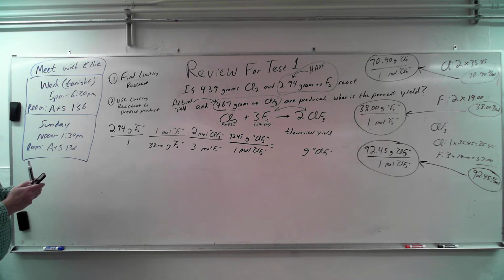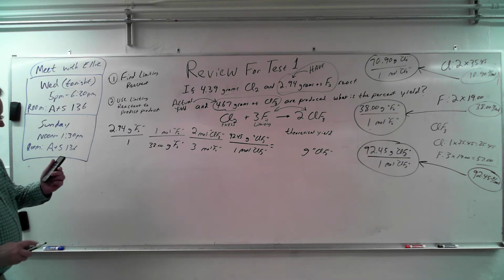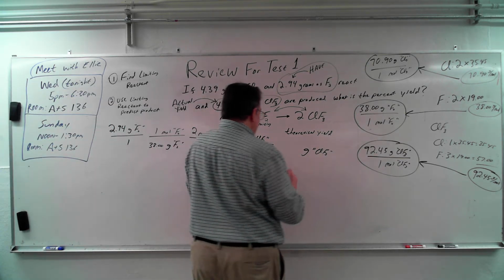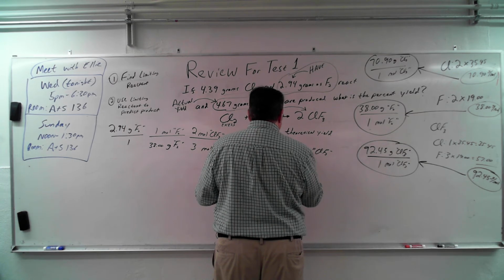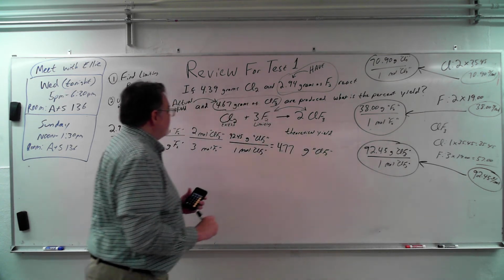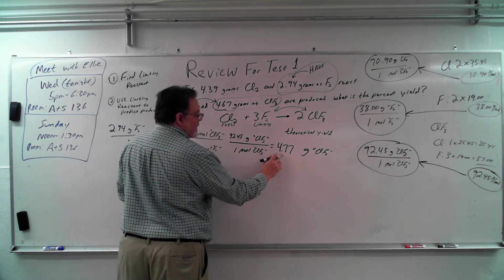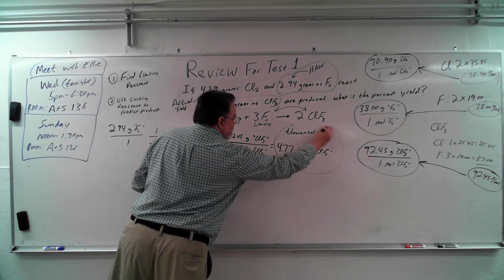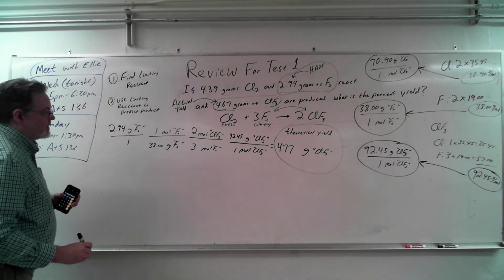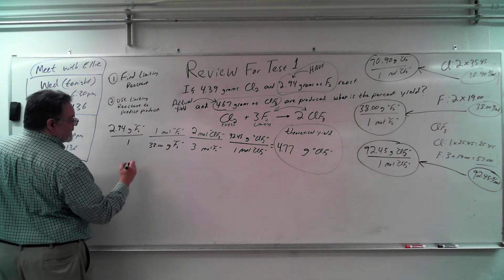2.94 times 2 times 92.45 divided by 38 divided by 3, and I've got, if I do my significant figures right, 4.77. This is what I actually got. This is kind of what I should have gotten theoretically. They're very close, so it's going to be high 90s%.